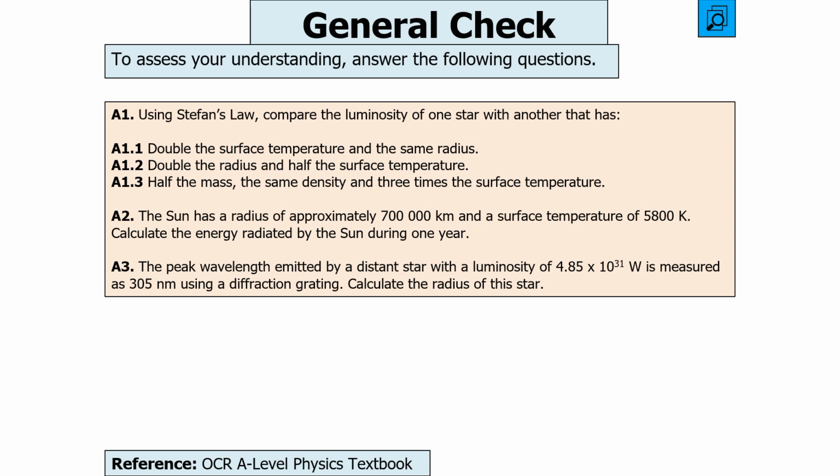Then the peak wavelength emitted by a distant star with a luminosity of 4.85 times 10 to the 31 watts is measured as 305 nanometers using a diffraction grating. Calculate the radius of this star. So pause the video now, then unpause the video when you want to go through your answer.